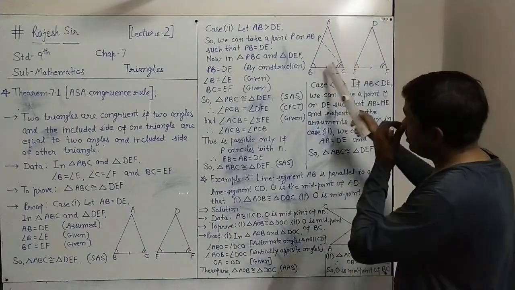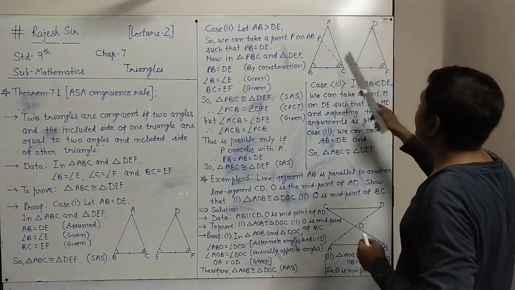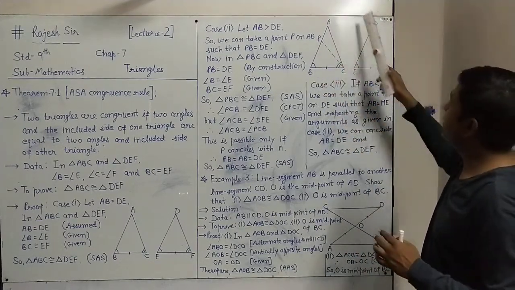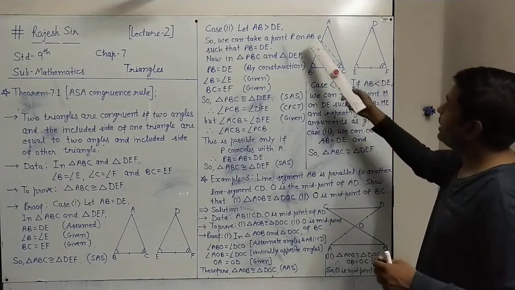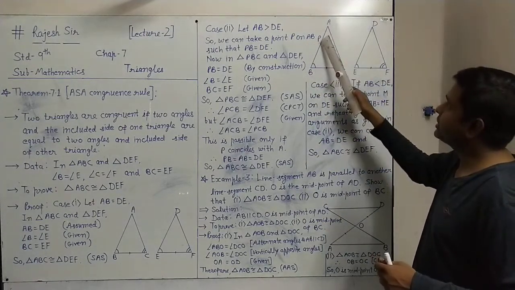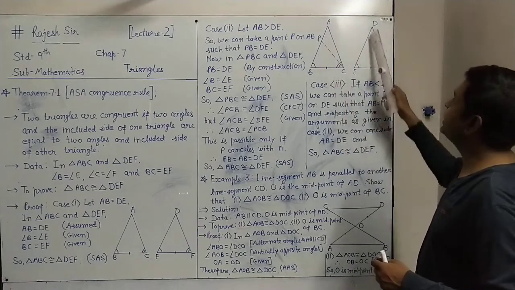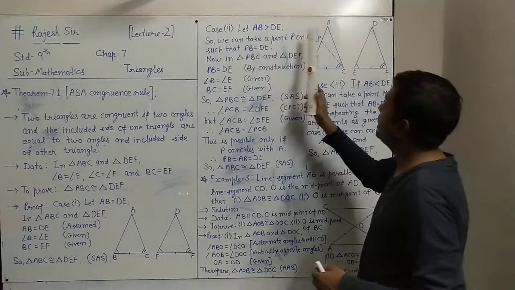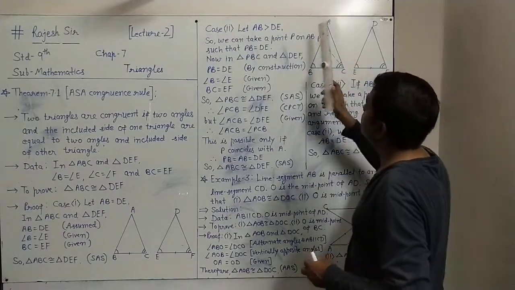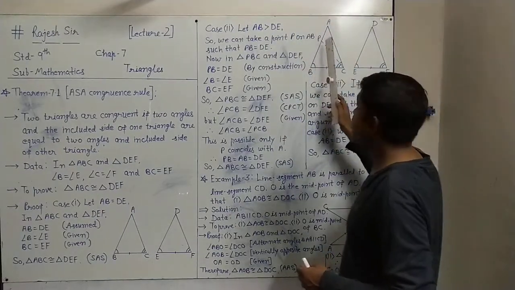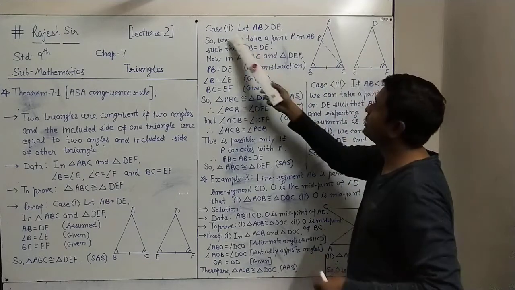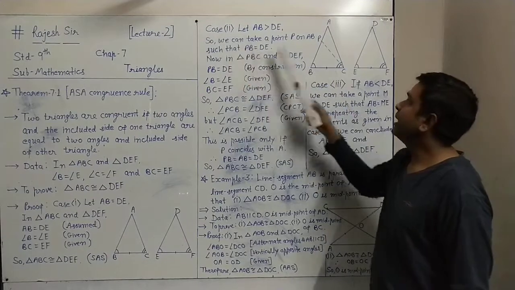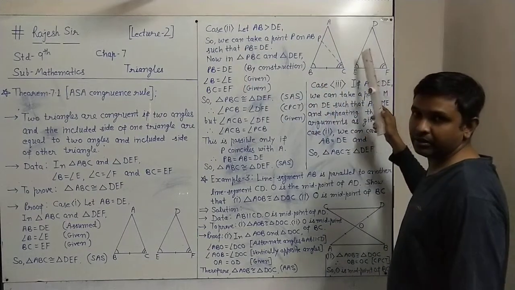So this way the figure is drawn, with ABC and DEF two triangles shown. If the length of AB is greater than DE, we can find a point P on AB such that PB equals DE. That we have taken. If AB is larger than DE, on AB we take P such that PB equals DE. So we can take a point P on AB such that PB equals DE.